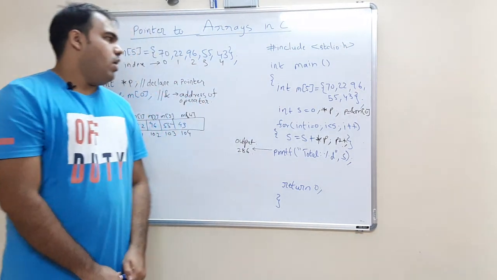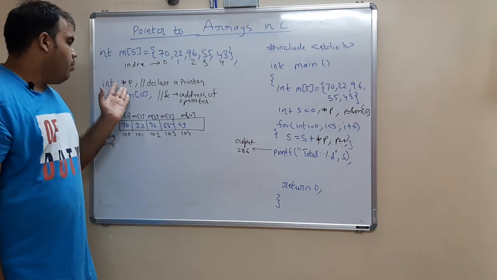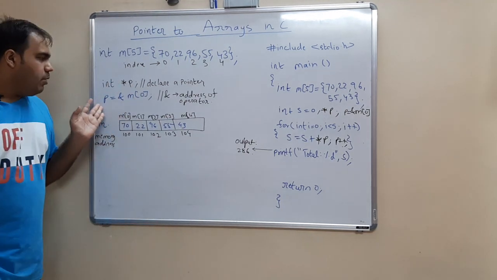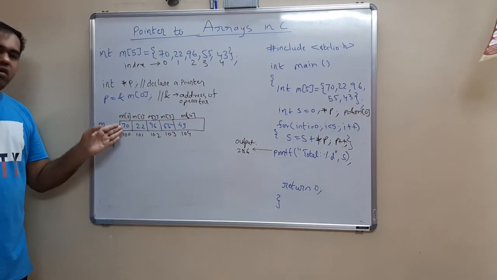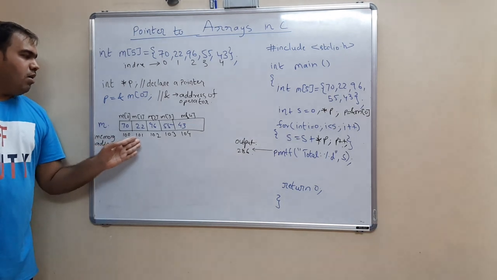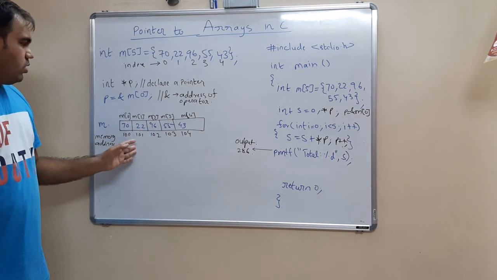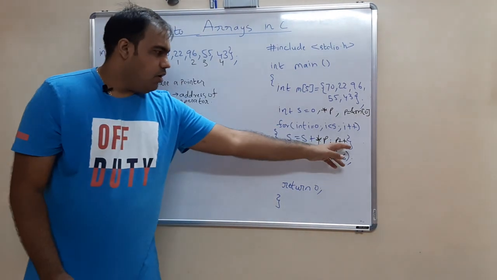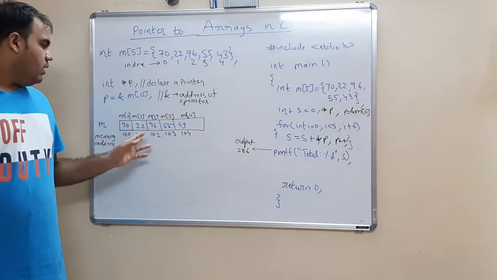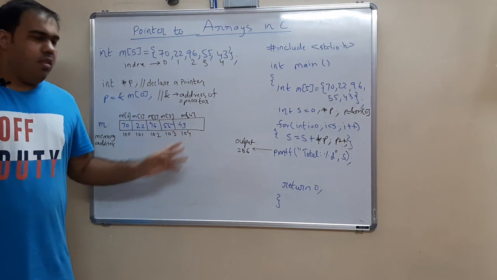Okay, so I hope you have understood how we use a pointer, how we point the pointer to the 0th location of the array. And since memory locations in an array are contiguous, as I increment the pointer, it keeps pointing to the next location in the array.